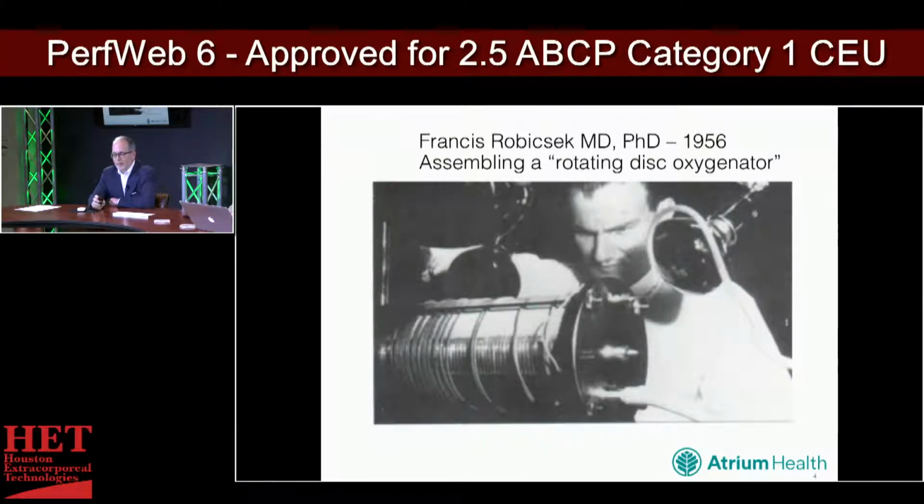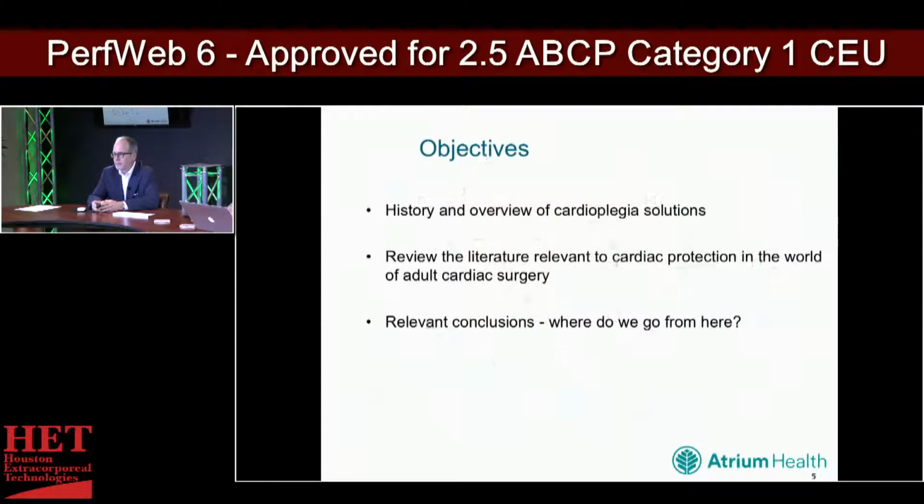This is my mentor and colleague, Dr. Robacek, who was putting together a rotating disc oxygenator in his garage in 1956. I think we can all agree that things have come a long way since then. In 1956, cardiac protection involved hypothermia. That was what you did; it was the only tool you had. Things have clearly evolved since then. Intermittent cross clamp. Yes.